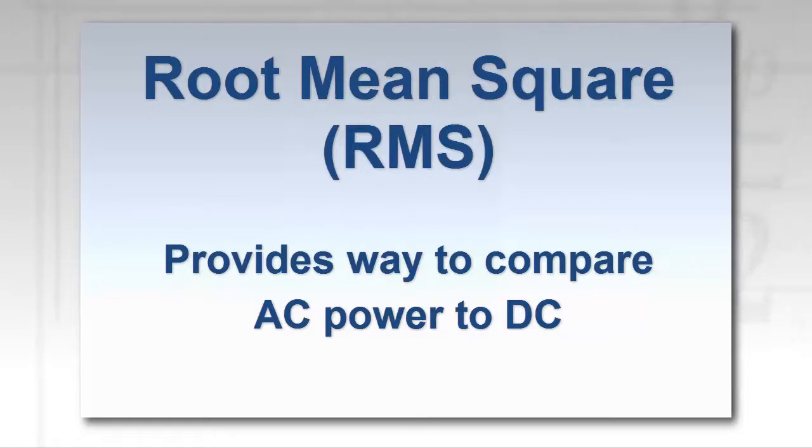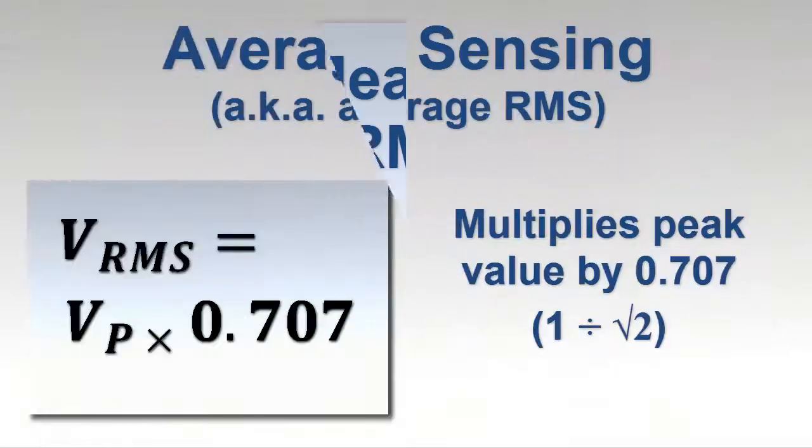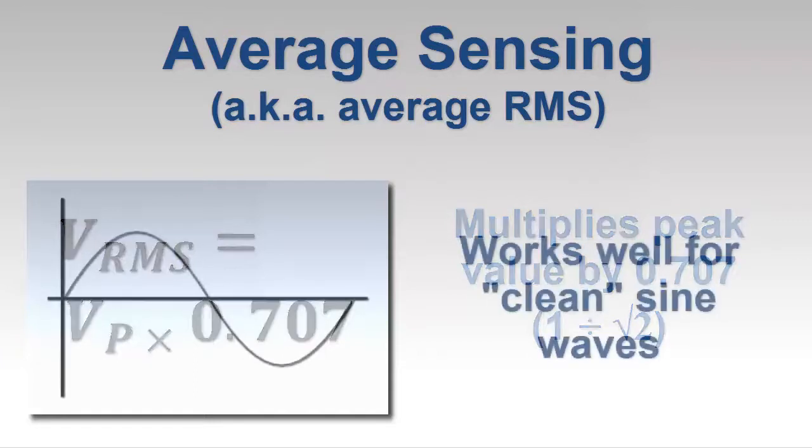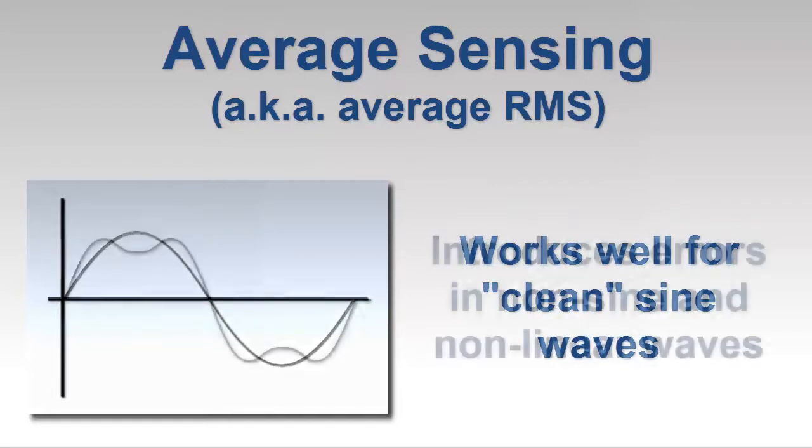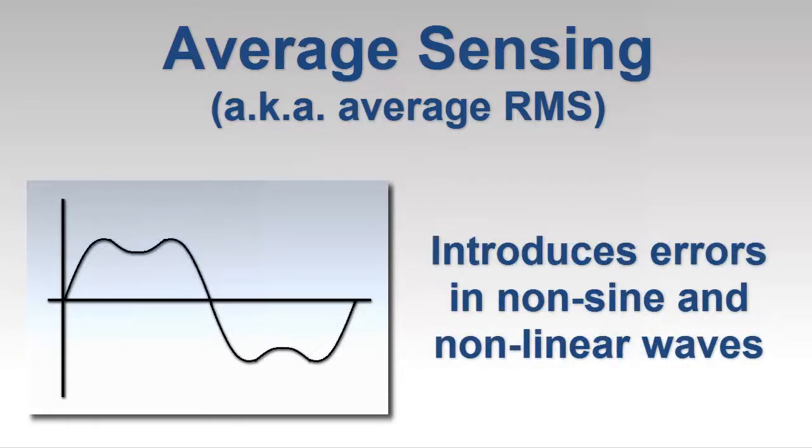Some low-end instruments employ a technique known as average sensing, sometimes referred to as average RMS. This entails multiplying the peak AC voltage or current by 1 over the square root of 2, or 0.707. For electrical systems where the AC cycle is sinusoidal with undistorted waveforms, this can produce accurate and reliable results. Unfortunately, for other AC waveforms, such as square waves, this calculation can introduce significant inaccuracies.